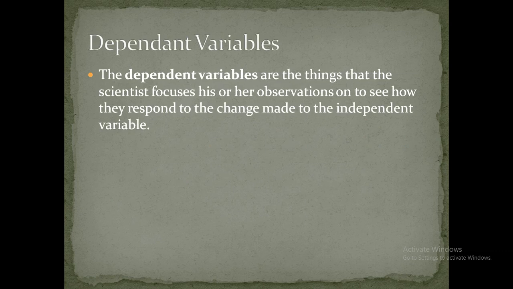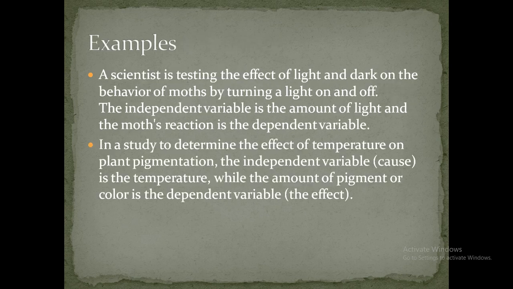What are dependent variables? The dependent variables are the things that the scientist focuses his or her observation on to see how they respond to the changes made to the independent variable. So dependent variables are those variables which depend upon other factors in an experiment. When an experimenter wants to perform an experiment, there are some variables which depend upon some other variables. Without those variables, dependent variables are nothing, or they are not of any use.